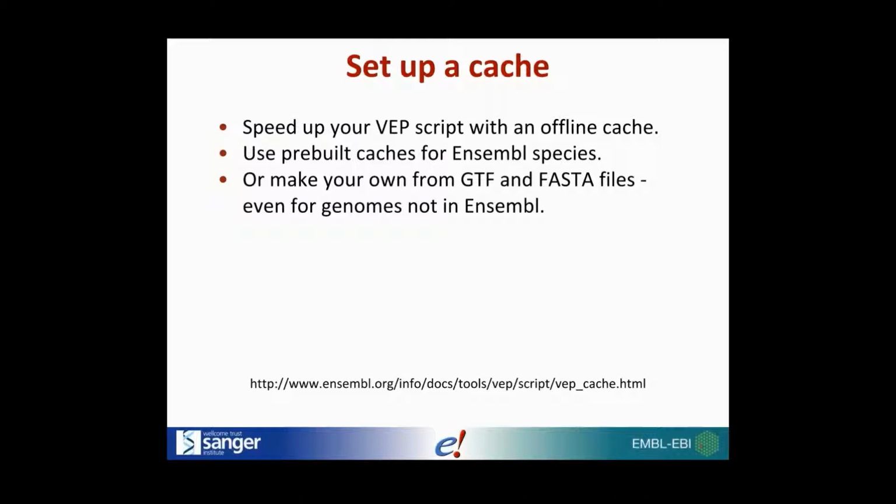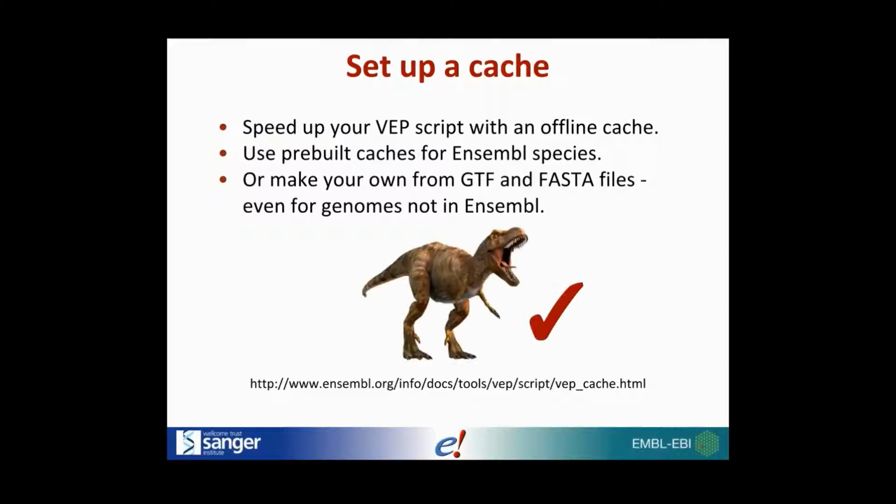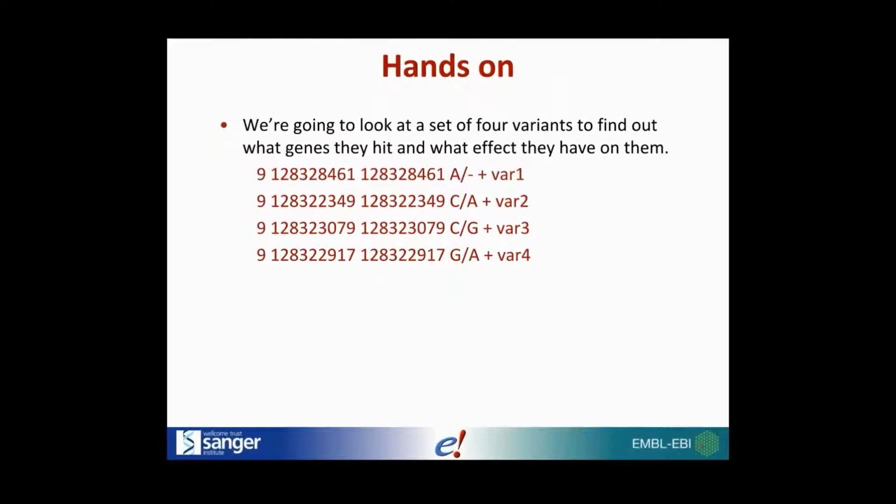We make pre-built caches for all the Ensembl species. You can download them and work them in that way. But if you've got a GTF file and a FASTA file for your species of interest, you can actually make a cache and run that even if it's not something in Ensembl. So yes, if you had a T-Rex genome and you wanted to find out different variants between your various T-Rexes, you could do that.